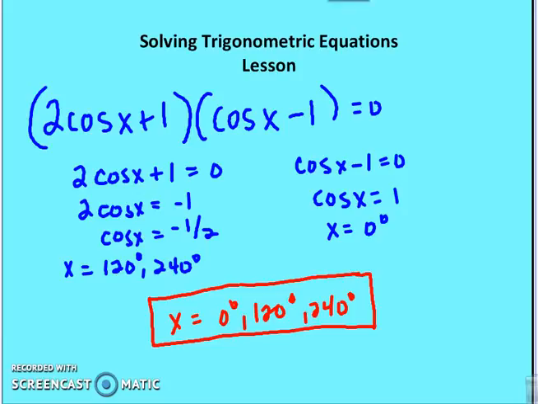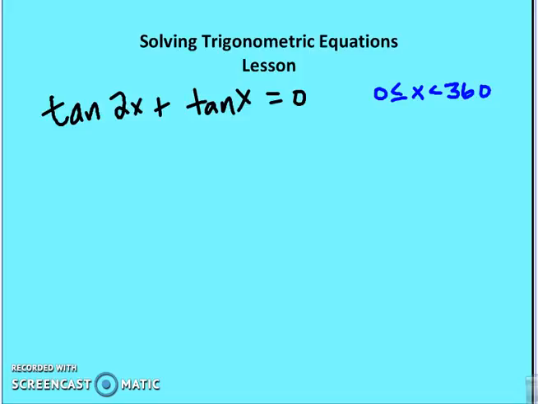All right, so now it's your turn. See if you can figure out the value for x that makes this equation true or valid. Tangent 2x plus tangent x is equal to 0. I'm going to pause here while you work on this.